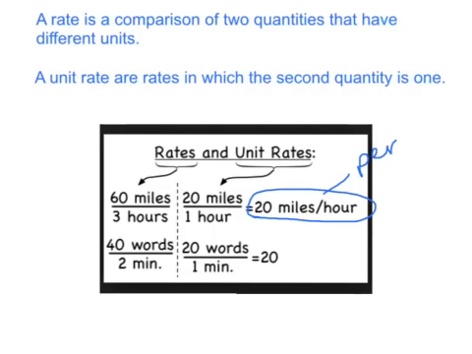The second one here is we've got 40 words in 2 minutes. So maybe somebody can type 40 words in 2 minutes or read 40 words in 2 minutes. Well, the unit rate for that is we want to get that denominator to equal 1, so we divide by 2 and divide this by 2. So our unit rate would now be 20 words per minute.